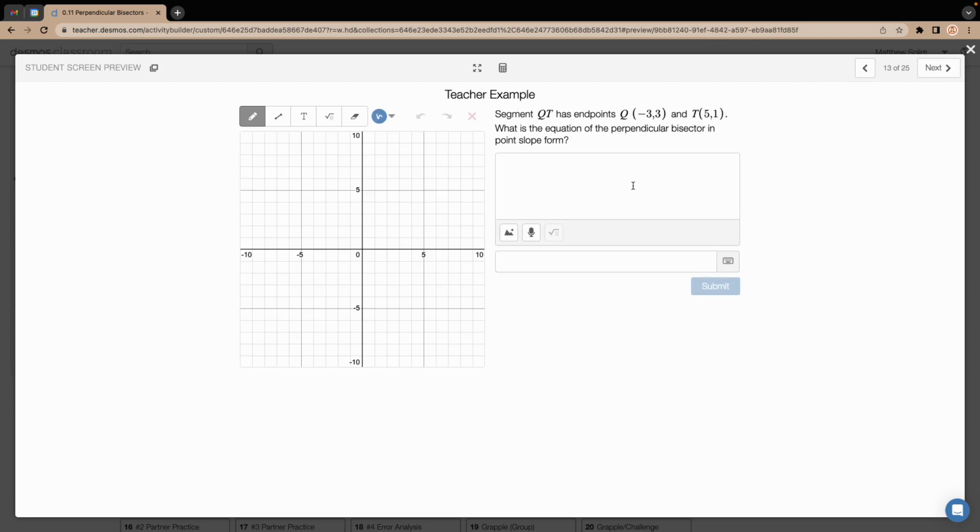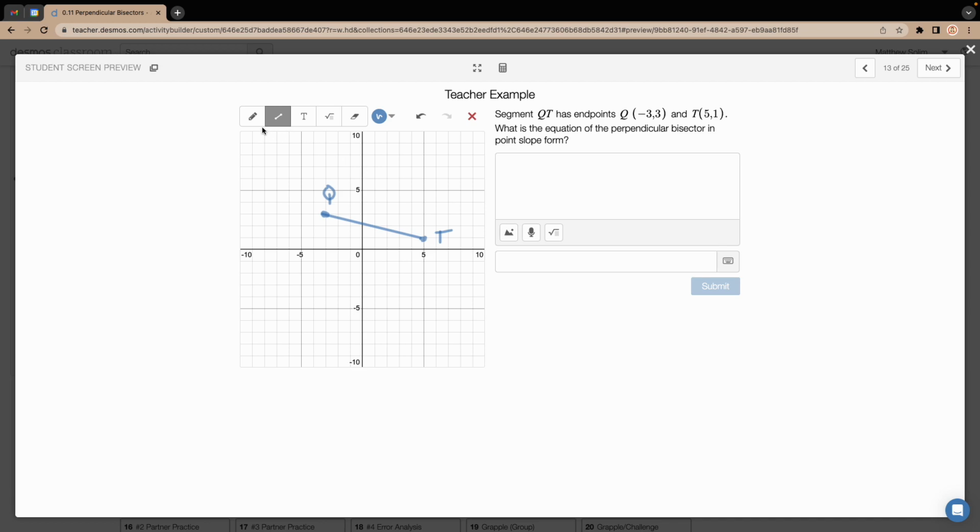So a quick example here. If we had QT, so Q's at -3, 3, so left 3, up 1, 2, 3, there's Q. Let's call that point Q. T is right 5, up 1. Here's T. Let's just connect them really quick, make it a segment. What is the equation of the perpendicular bisector in point-slope form?